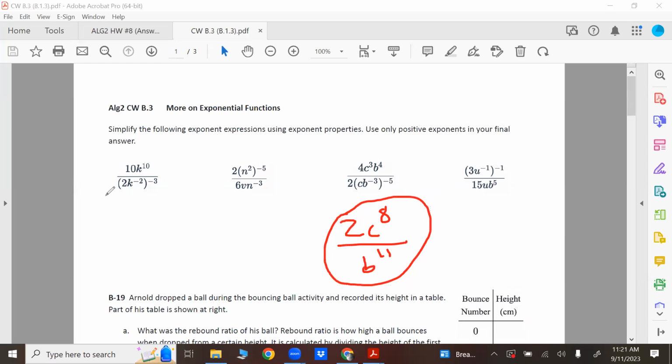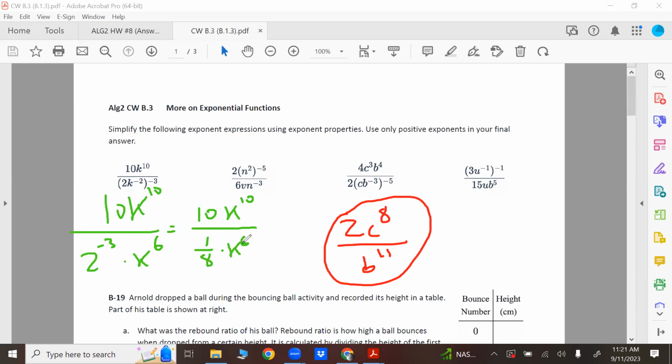Yeah, guys, here's the deal. You have 10K10. It's 2 raised to negative 3 power times K to what power, guys? 6. 2 to negative 3 is 1/8. That's 1/8 times K6. The 1/8 has got to flip, right? It's got to flip. That's how you get 80. That's how you get 80 K4.